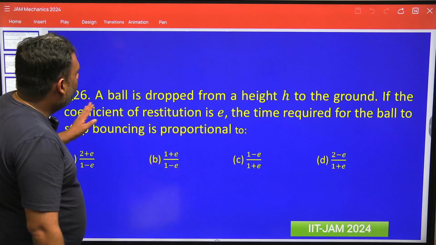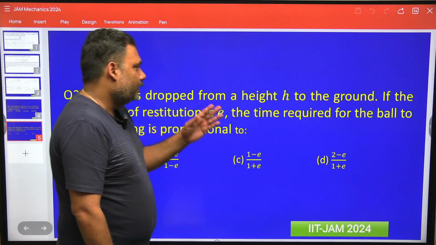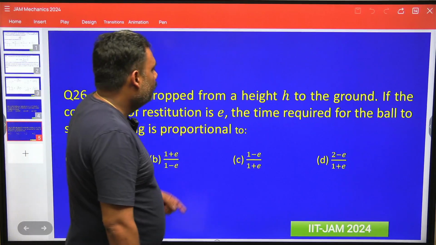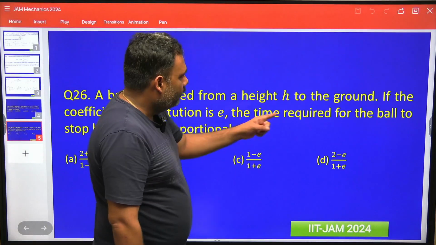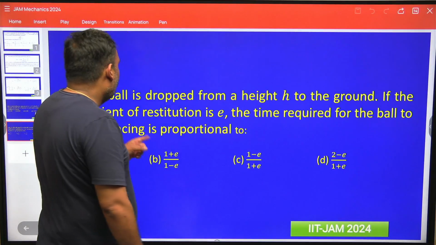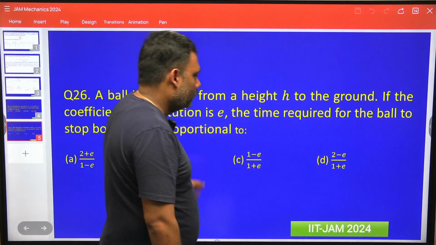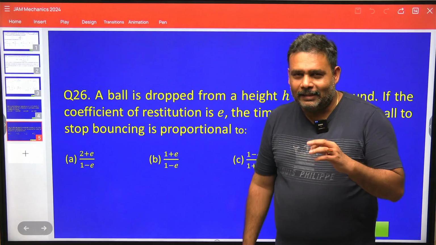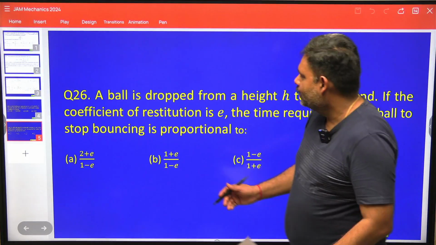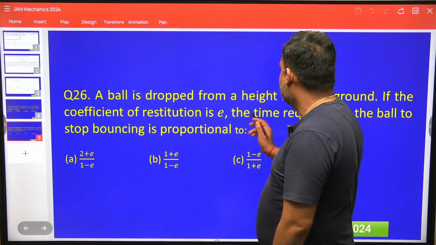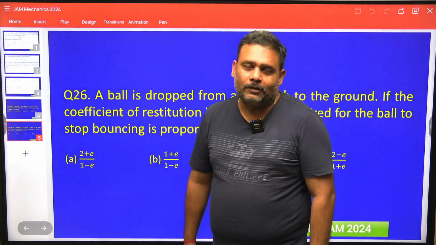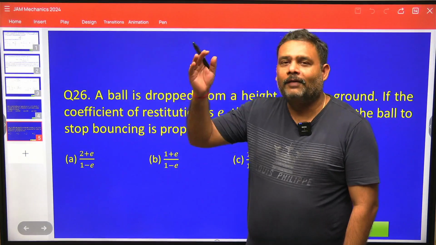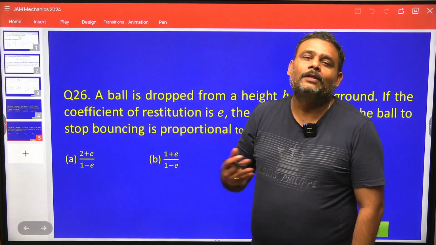So what is this? A ball is dropped from height h to the ground, and if the coefficient of restitution is E, then the time required for the ball to stop bouncing is proportional to which one? First we can analyze this thing. Suppose the coefficient of restitution is 1. Then obviously the ball will never stop, and it will take an infinite time to stop.